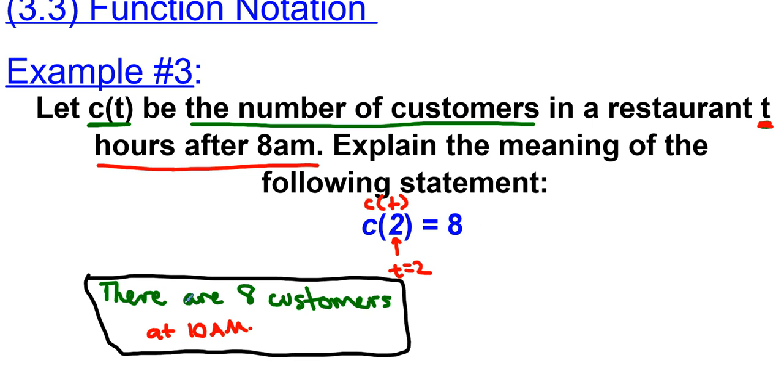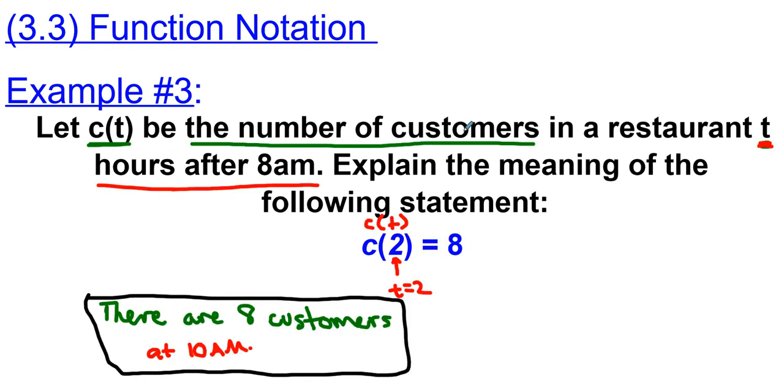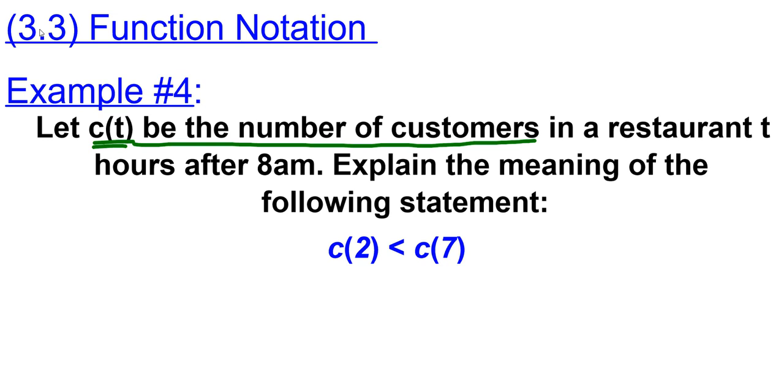For this problem, example number 4, very similar. It says let C of t be the number of customers. So again, C of t, just like the last problem, is exactly the same. It's the number of customers in a restaurant t hours after 8 a.m. So it's the same scenario. Explain the meaning of this statement.